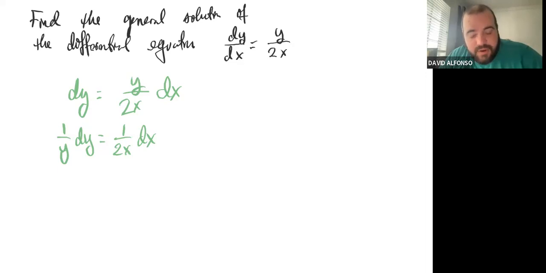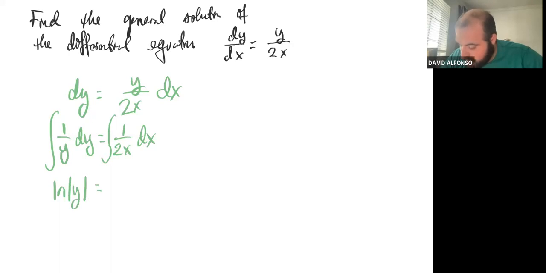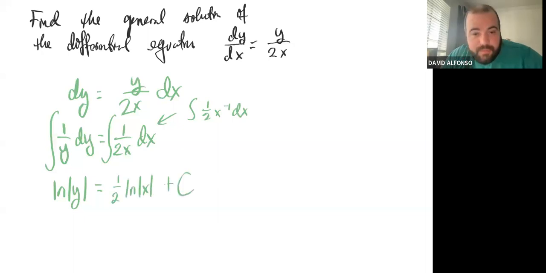Now the variables are separated and now you integrate both sides. This sets up the problem so you could integrate the left side with respect to y and the right side with respect to x. So the left side would be ln of y, and the right side, you can think of this as 1/2 x to the minus 1. So we could say that this is 1/2 ln x. And then you have to put that plus c. The trick here is you don't have to put two constants. You just have to put one once you find the antiderivative.